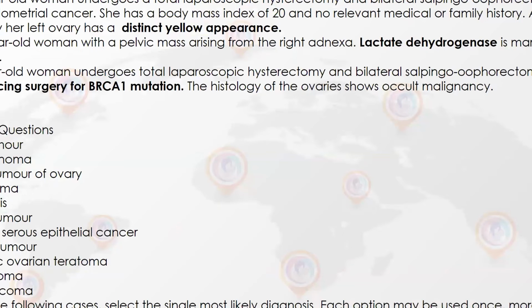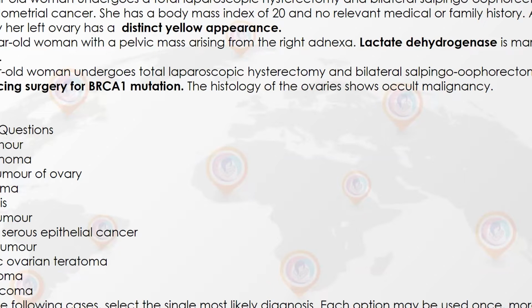Now let us discuss an EMQ on ovarian cancer. Just go through the options and try to answer along with me as I read out the questions. Try to frame the answer and then we will have a look at the answers. For all of these cases, select the most likely diagnosis. Each option may be used once, more than once, or not at all.